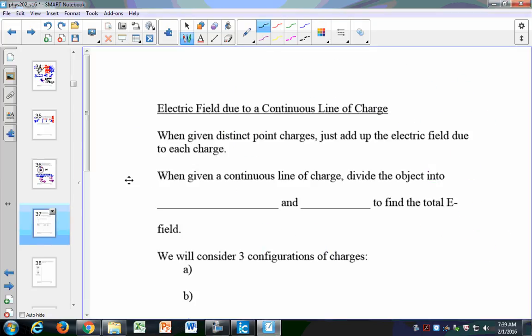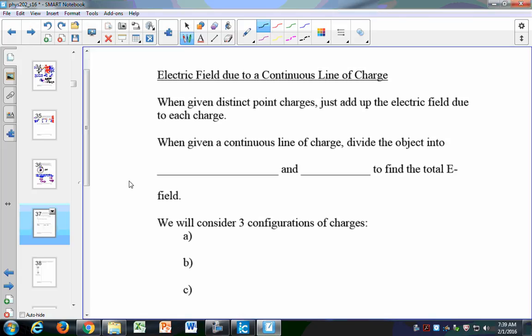All right. So when you're given distinct point charges like we've been doing, you just add up the electric field, you do the vector sum. We did an example of that where we had 2 charges, and we just take the vector sum of those 2 electric fields due to those 2 charges. But when you're given a continuous line of charge, you divide the object into differential elements. That's our dq. And then we integrate over the entire object to find the total electric field.